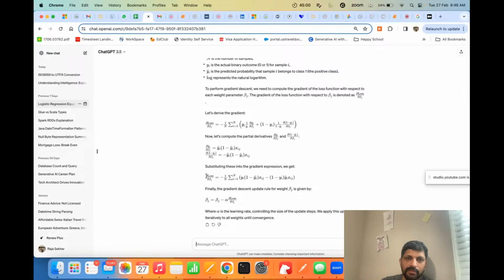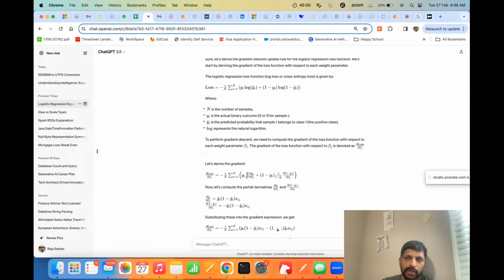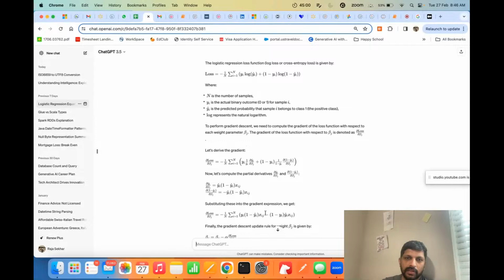And what does it give? The derivative of loss with respect to wj will become yi into 1 minus yi into xij minus 1 minus yi into yi xij. That means that's the derivative of this particular loss function with respect to wj, it seems. Okay, sounds good.